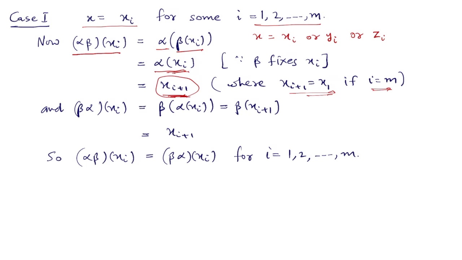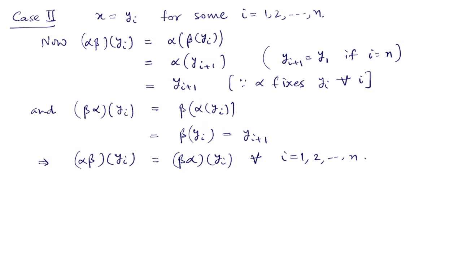Now let us apply beta alpha on xi. So first we apply alpha. So alpha of xi is x(i+1), and because beta fixes all xi, beta of x(i+1) is x(i+1). So alpha beta of xi and beta alpha of xi both are equal to x(i+1). So that means these two are equal. So this proves the first case.